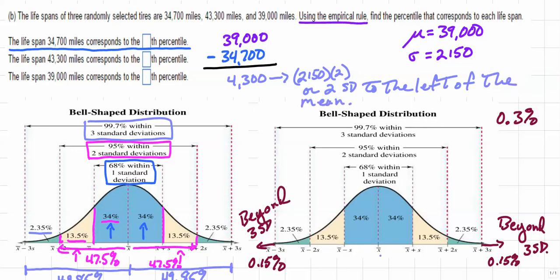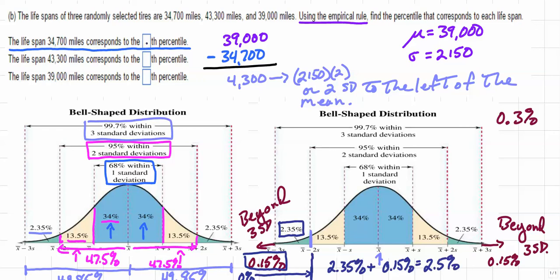Now, where would that be exactly? Well, if this is the mean right here, 2 standard deviations to the left of the mean would be right here. Now, what would be the percentile? Well, we're going to have to start at 0%, which is going to be down here on the far left, and then we're going to work our way up until we get to this value right here. Now, notice that there is 0.15% already in existence, which is going to represent everything that's beyond 3 standard deviations. And we're going to add to that 2.35% to get us to the 2 standard deviations below the mean. So 2.35% plus 0.15% is equal to 2.5%. So that means that the lifespan, 34,700 miles, which is right here, corresponds to the 2.5th percentile.